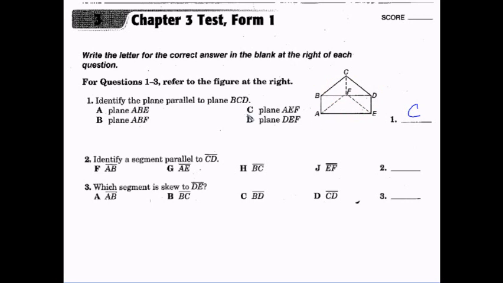For number 2, identify a parallel segment to CD. So we have CD, which is here. And we want to talk about parallel to CD, so it has to be on the same plane. So that's going to be FE, or EF, which would be J.